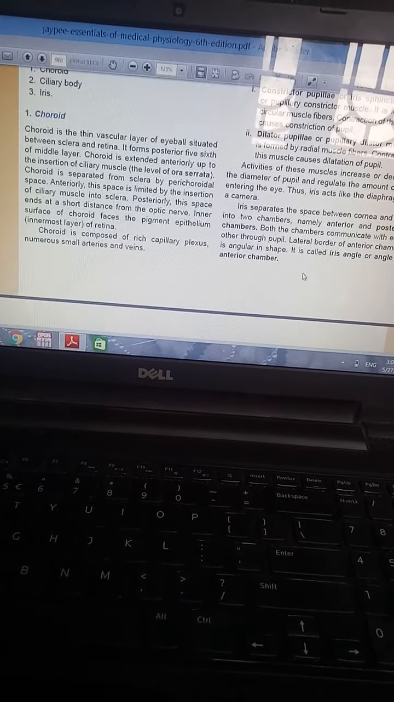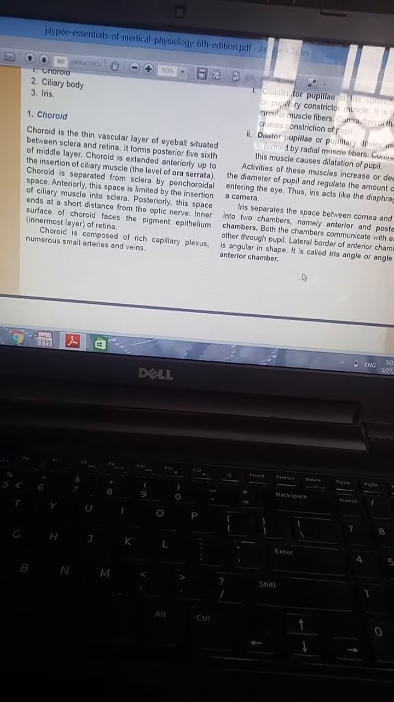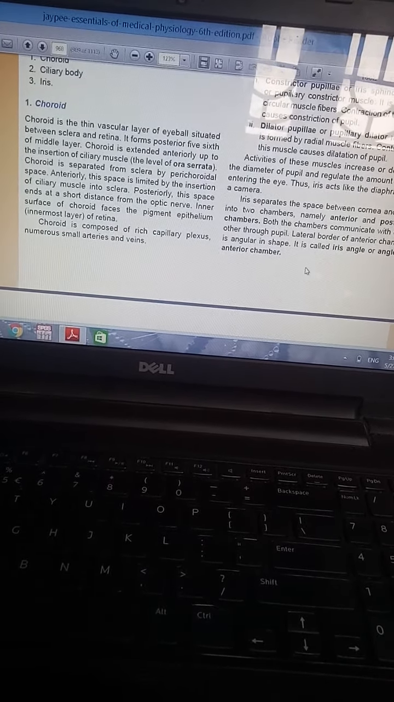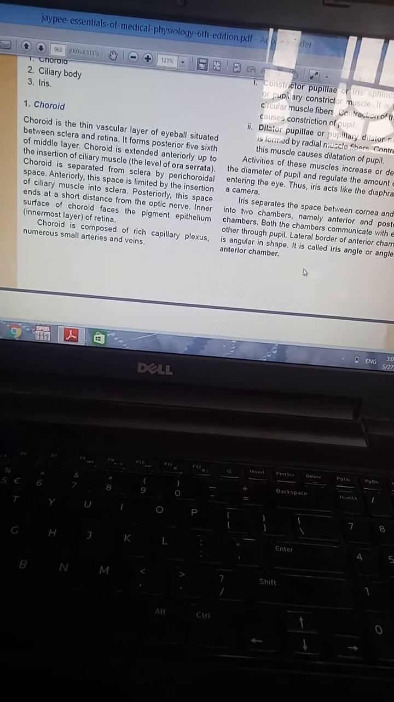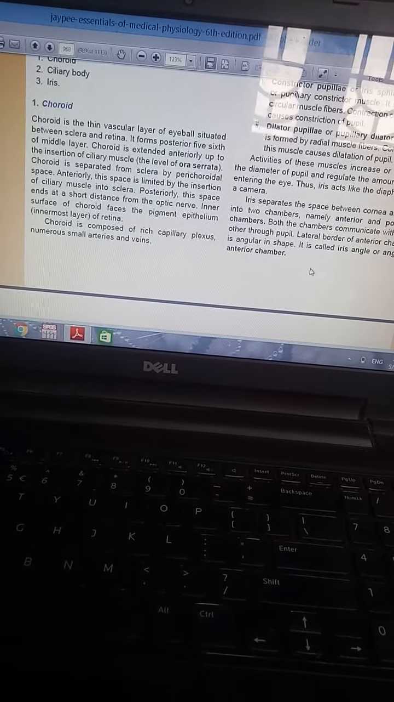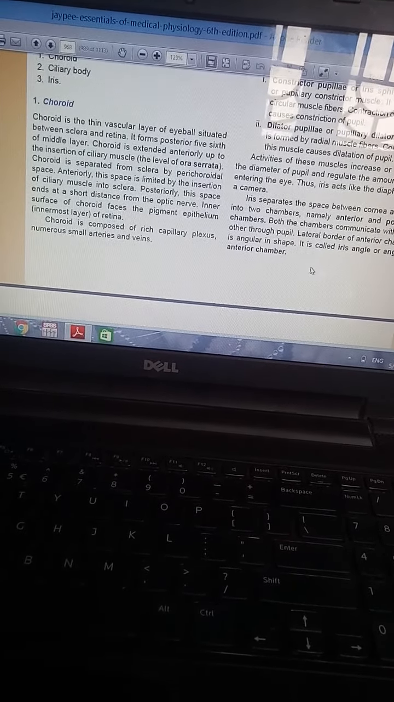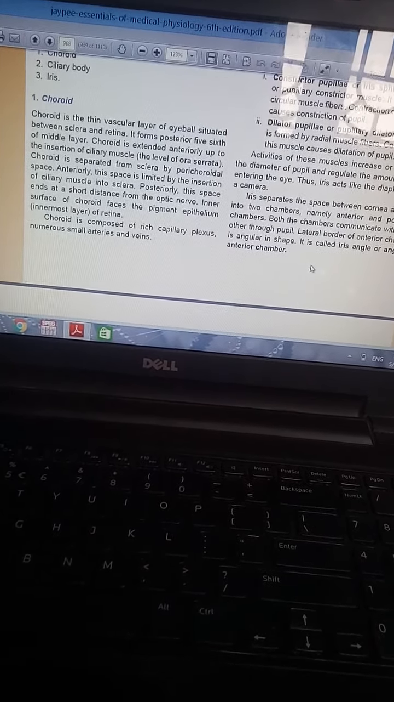The choroid is separated from the sclera by the perichoroidal space. Anteriorly, this space is limited by the insertion of the ciliary muscles into the sclera. On the posterior side, this space ends at a short distance from the optic nerve. The inner surface of the choroid faces the pigment epithelium of the retina.